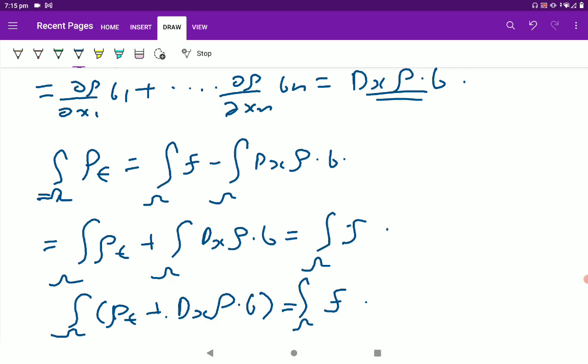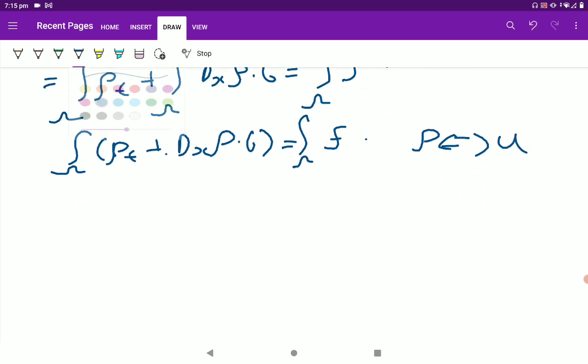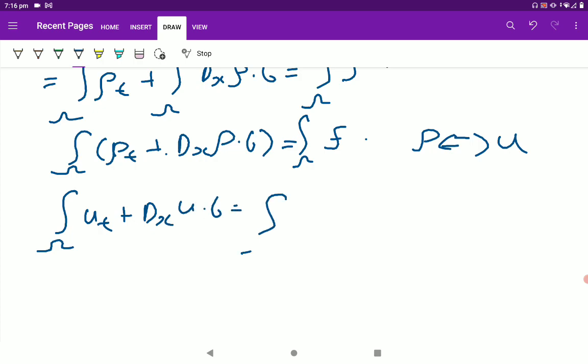Now replacing rho with u, we are going to get this equation: ut plus dx u dot b, integral over the subdomain, equal to f. So this equation must hold for the region where the fluid lives. That is, we can overall write this expression as ut plus dx u dot b equal to f. So this is the general form of our transport equation.